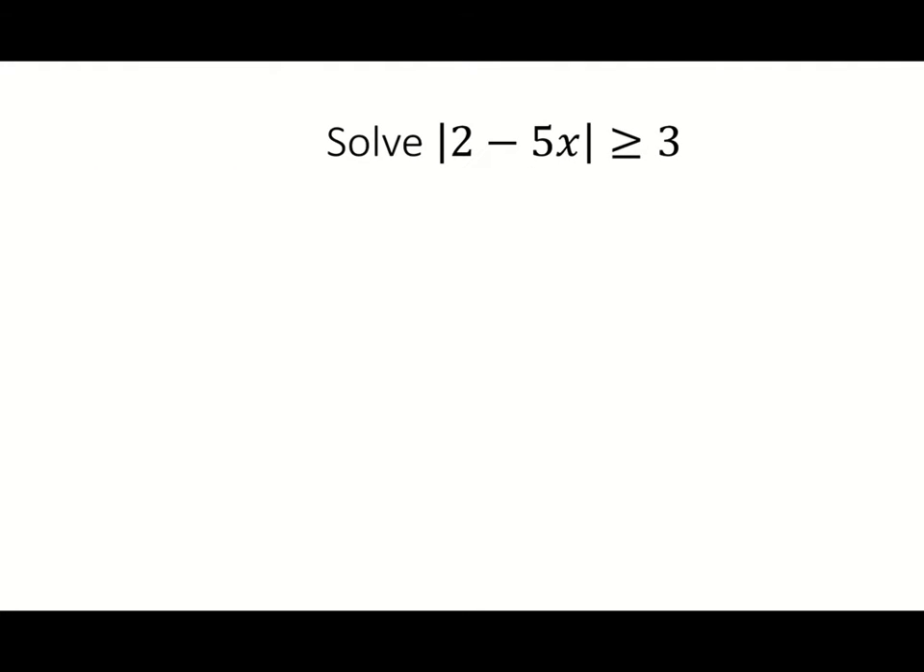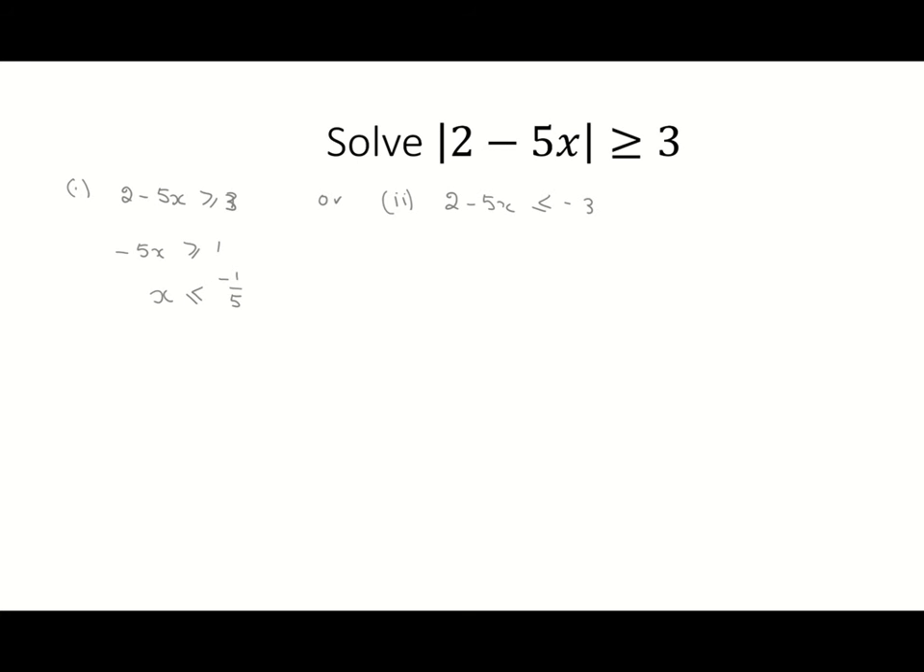Using the definitions from the beginning slide, this means that either 2 minus 5x is greater than or equal to 3, or that 2 minus 5x is less than or equal to negative 3. So taking the first case, negative 5x is greater than or equal to 1. Now just remember, we're now going to divide each side by a negative number, which means we reverse the inequality symbol. So x is now less than or equal to negative a fifth.